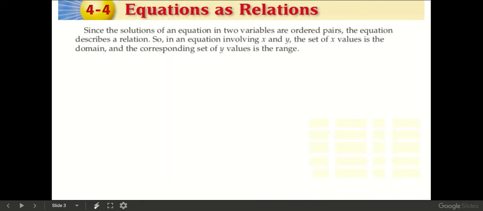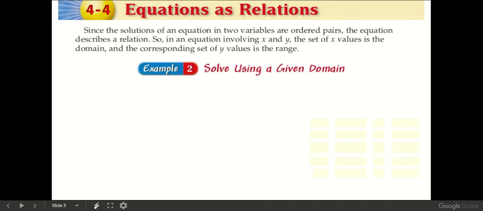So since the solutions of an equation in two variables are ordered pairs, the equation describes a relation. So in an equation involving x and y, the set of x values is the domain and the corresponding y values is the range. So let's look at an example. It says solve using a given domain. So here they give me an equation. Solve b equals a plus 5 if the domain is -3, -1, 0, 2, 4.